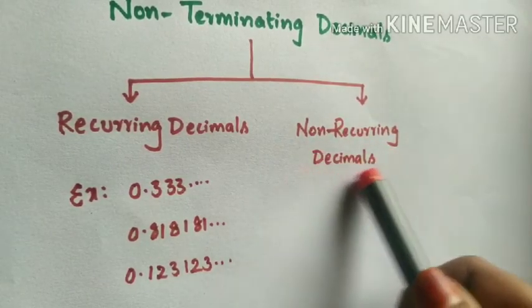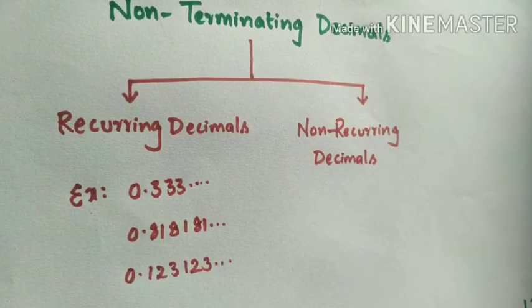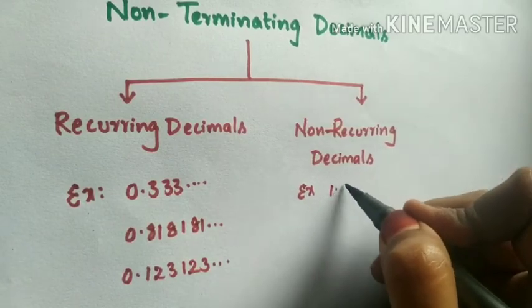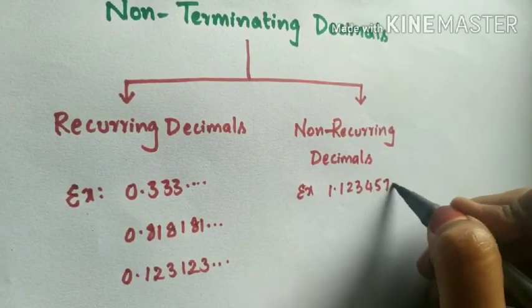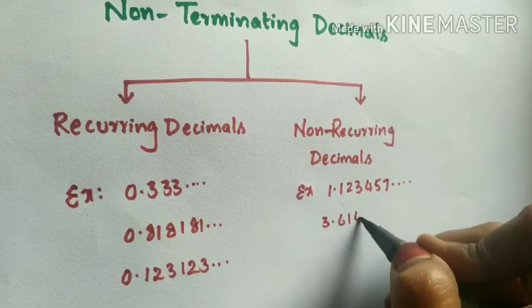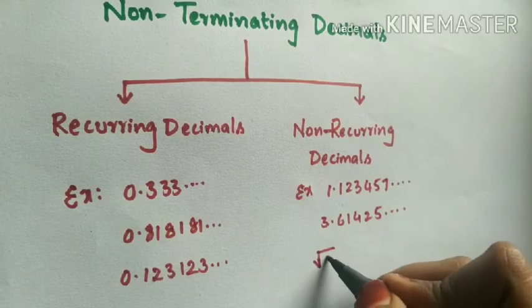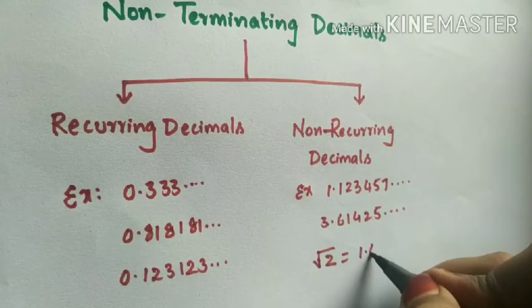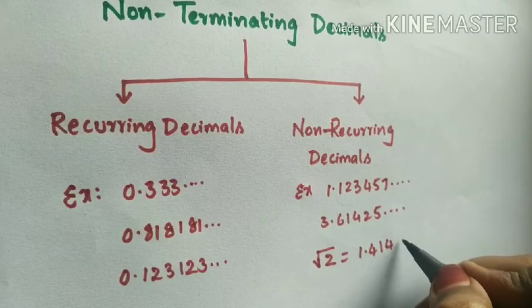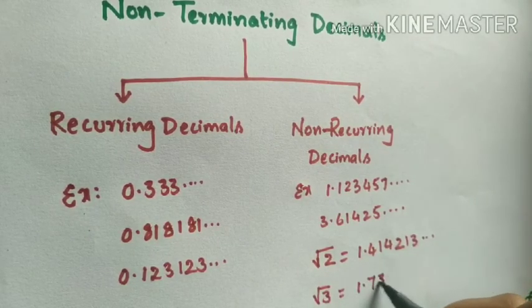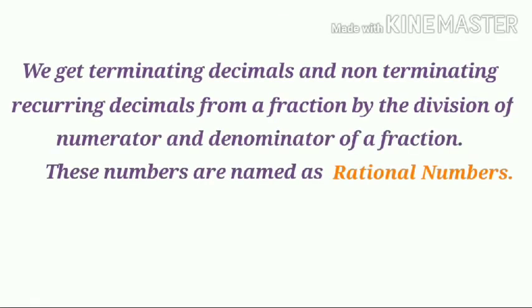Whereas non-recurring means no number repeats in an order. The numbers will not repeat in a particular pattern. For example, 1.123457 and so on, 3.61425 and so on, are some examples for non-recurring decimals. A few more examples in this category are root 2 equals 1.414213 and so on, and root 3 equals 1.732050 and so on.